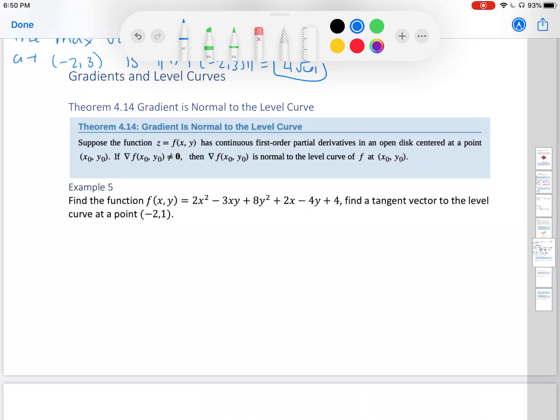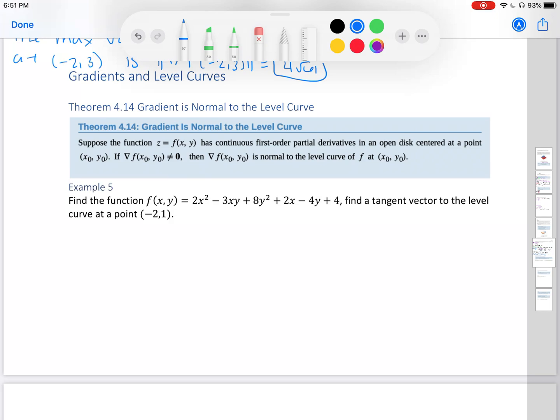Gradients and level curves. Theorem 4.14. Suppose a function z equals f of x comma y has continuous first-order partial derivatives in an open disk centered at a point x naught comma y naught. If the gradient of f at x naught comma y naught does not equal 0, then the gradient of f at x naught comma y naught is normal to the level curve of f at the point.